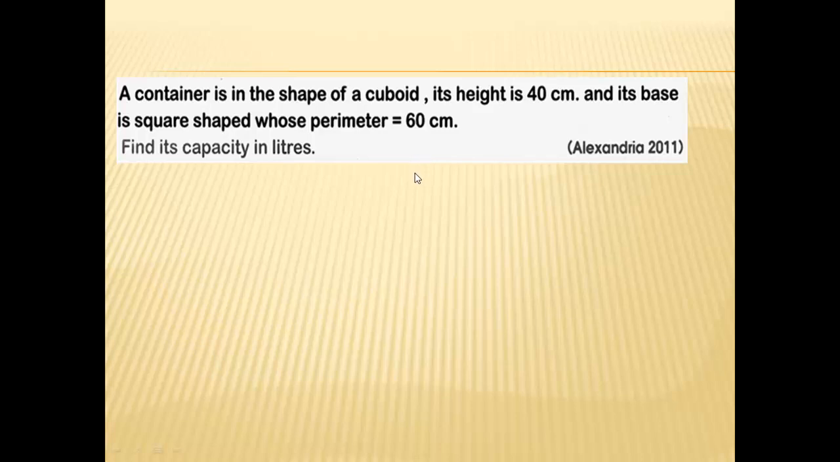I give you just 30 seconds to think about this question. If you want the side length of a square and we have a perimeter equal to 60.